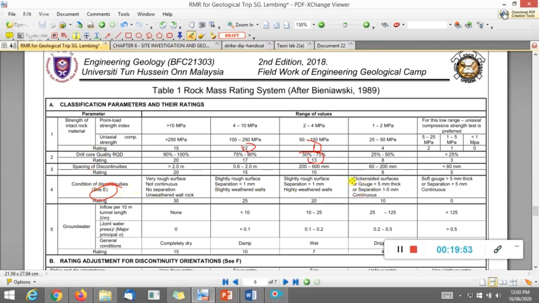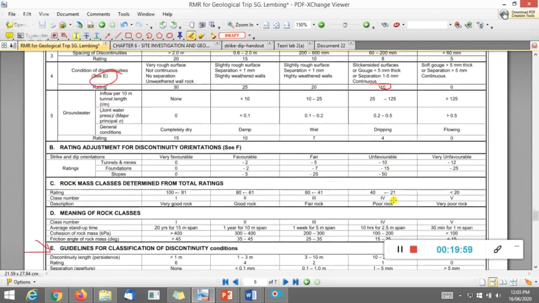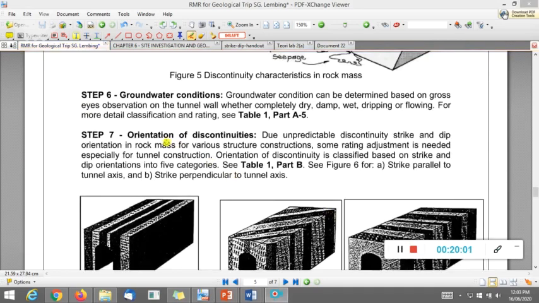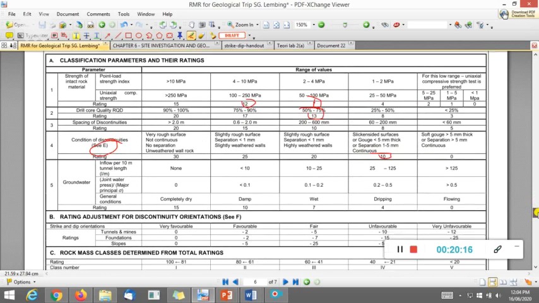So you just check the previous parameters, each of the parameters, and then give the rating based on the parameters. Okay. Now go to step 6, groundwater condition. Is it dry, is it damp, is it wet, dripping or flowing? Okay, just go to table 1.